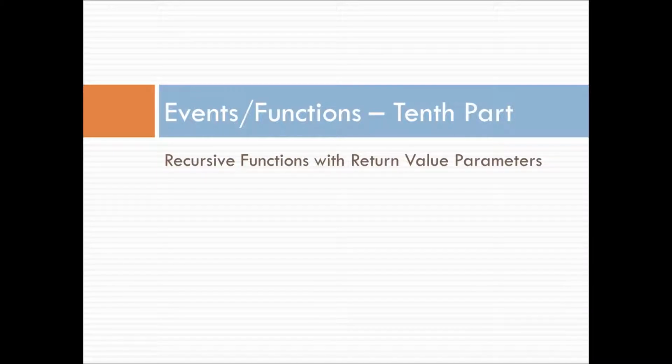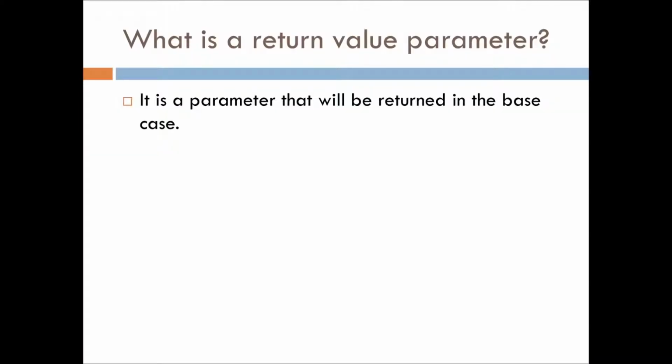This is the 10th part of the events and functions segment, and in this episode we're going to continue with recursive functions and talk specifically about return value parameters. So what is a return value parameter? It is a parameter, or argument, however you call those variables that you add into your function call. It's basically something that will be returned whenever you reach the base case at the very end.